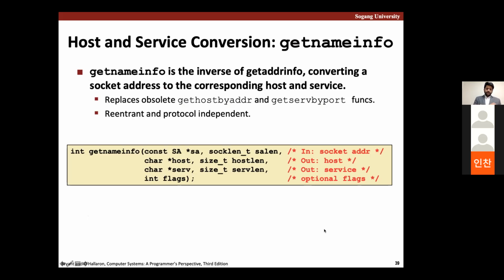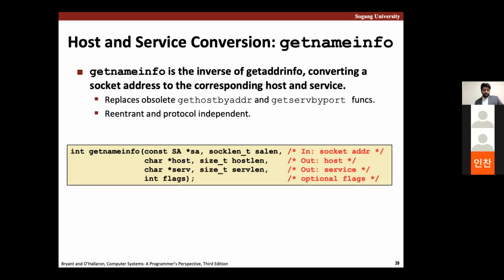So now talking about getnameinfo, not getaddrinfo, but getnameinfo. Actually, it's an inverse of getaddrinfo. It converts a socket address to the corresponding host and service. It replaces the obsolete gethostbyaddr and getservbyport functions. So it also has these advantages over gethostbyaddr and getservbyport. Basically, it's re-entrant and it's protocol independent.